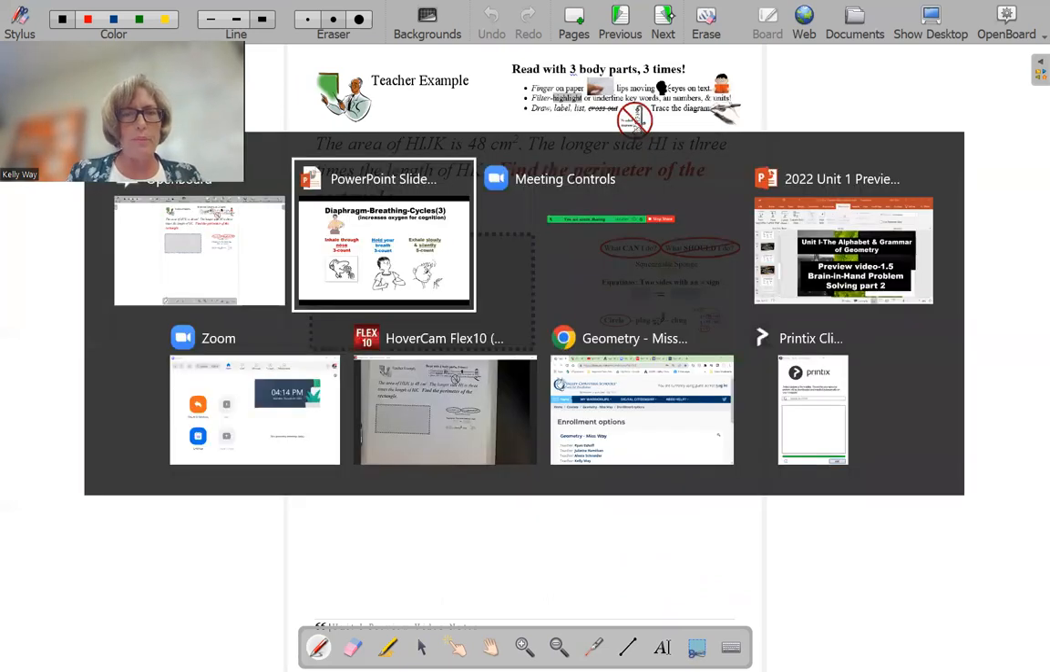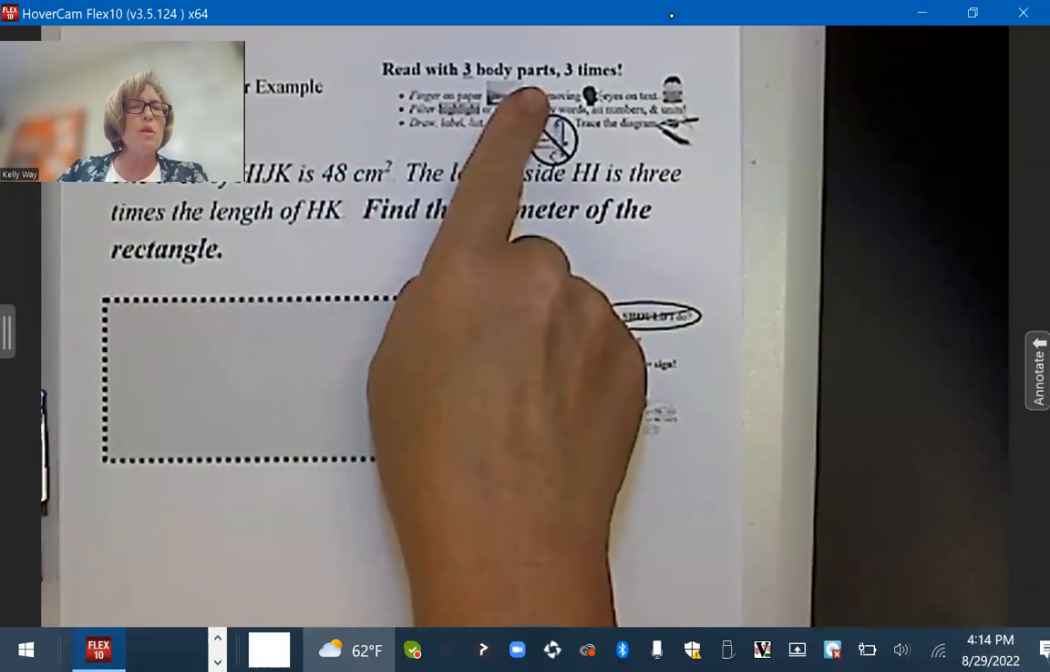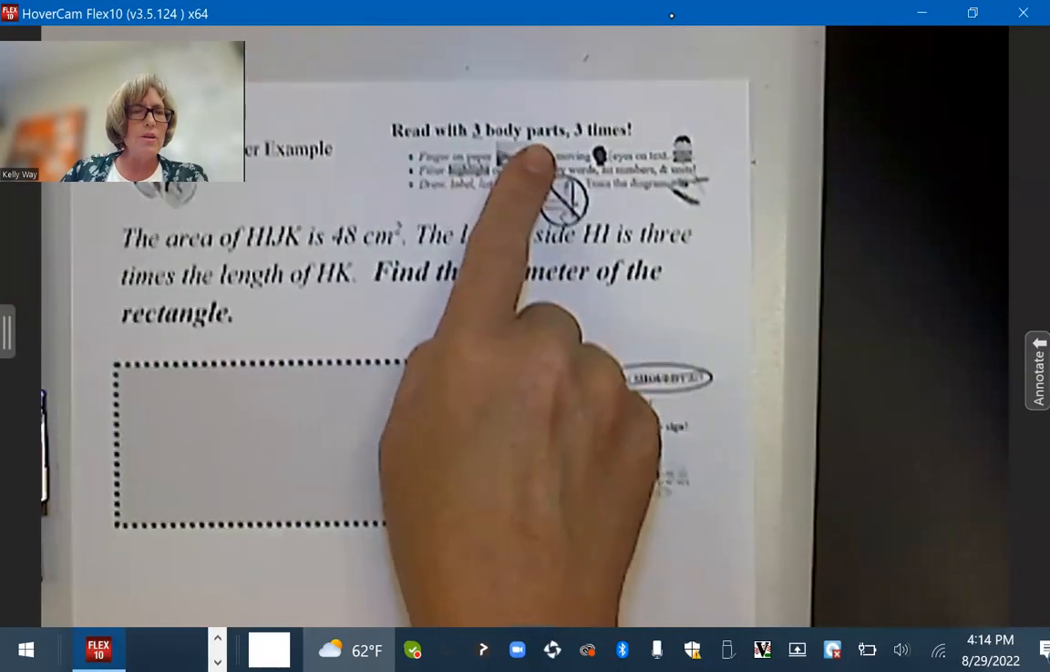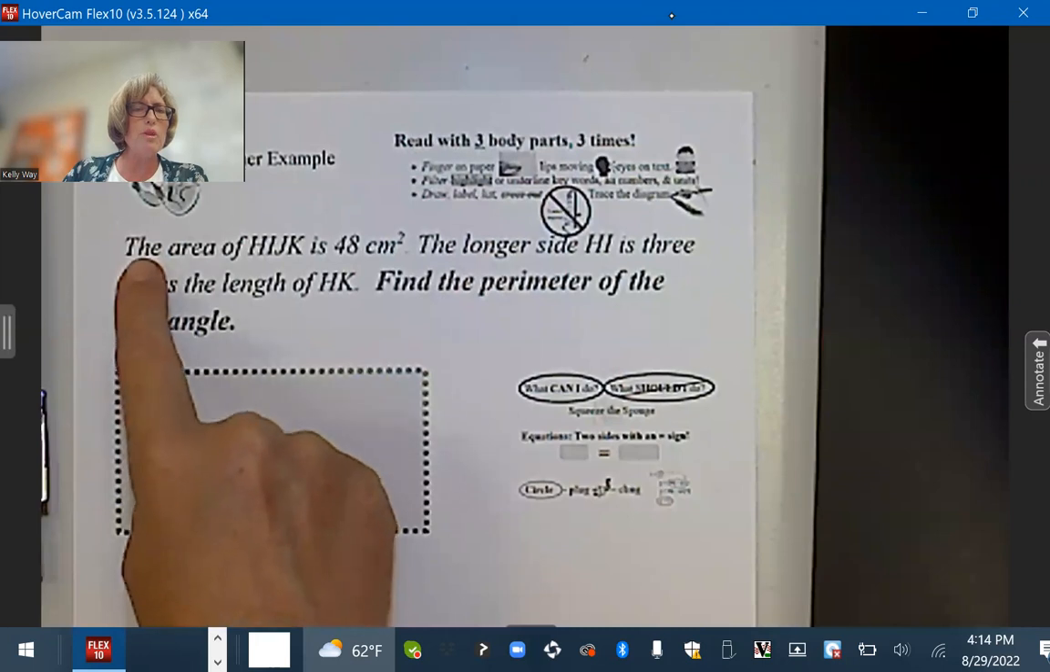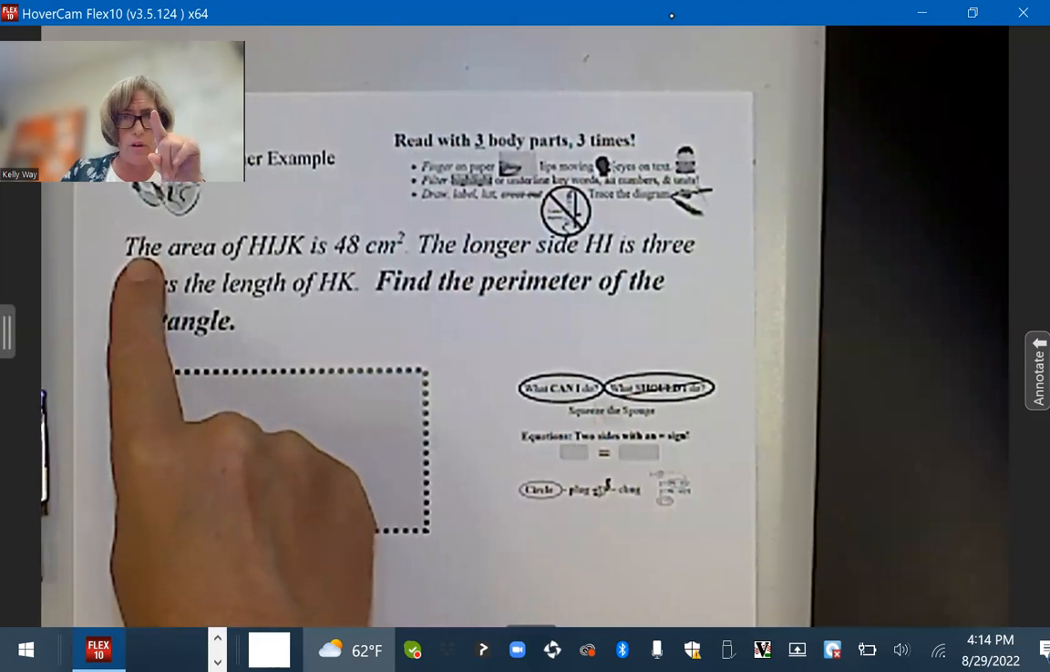Taking a look here. First, we read with 3 body parts 3 times. Ready? Put your finger, not pencil, finger. Ready? Out loud, read, go.